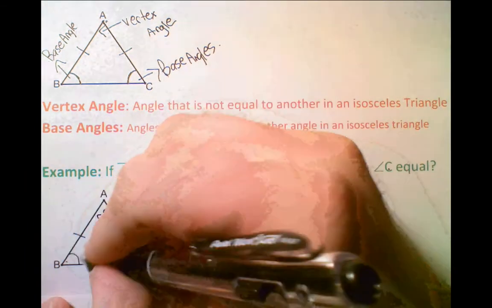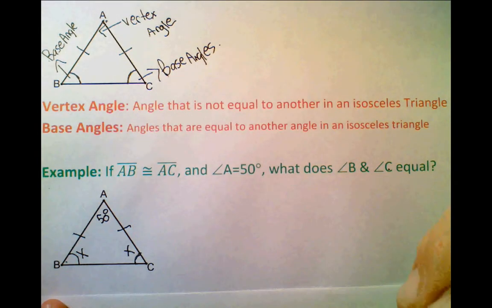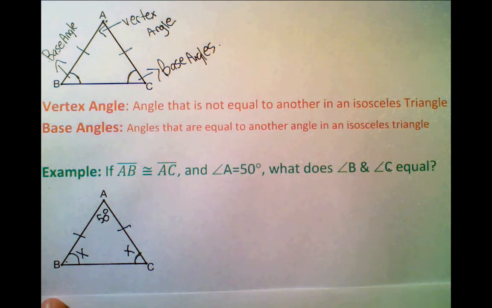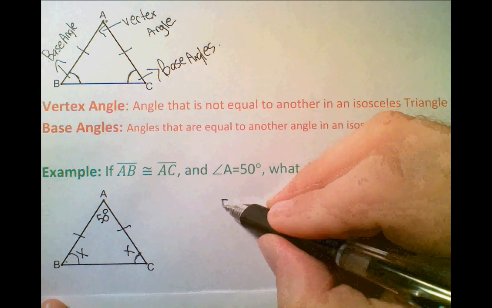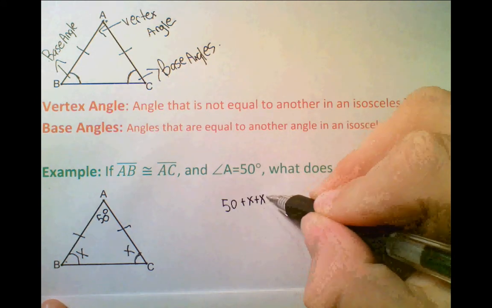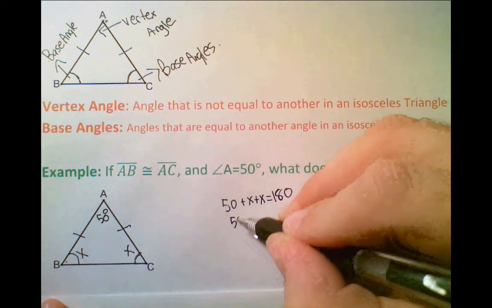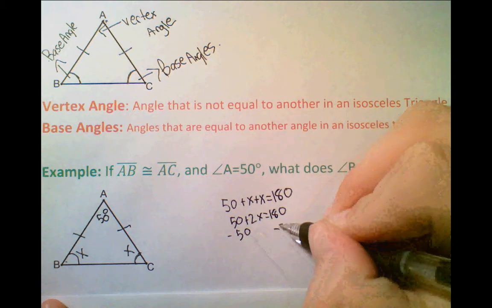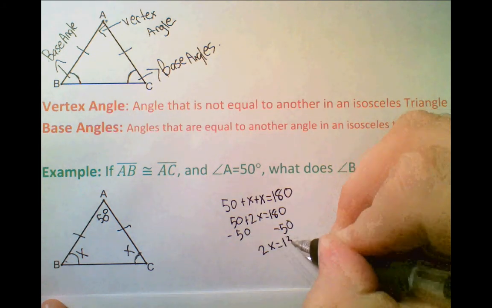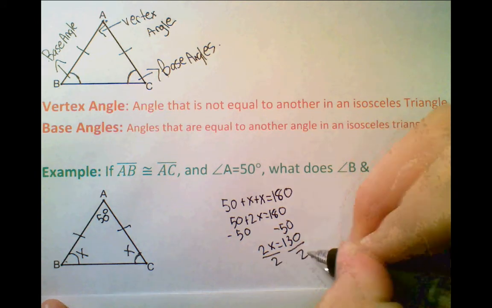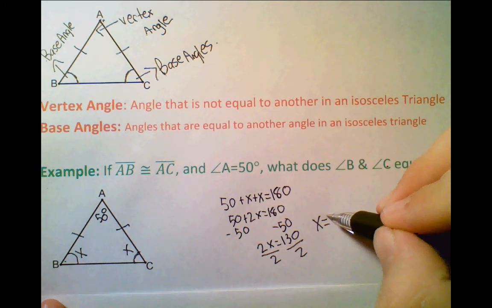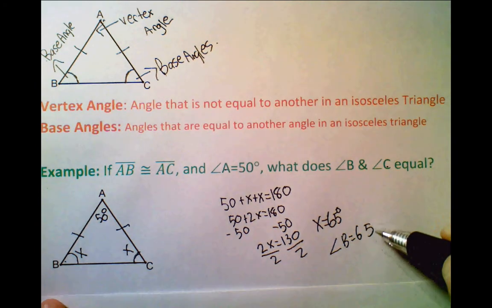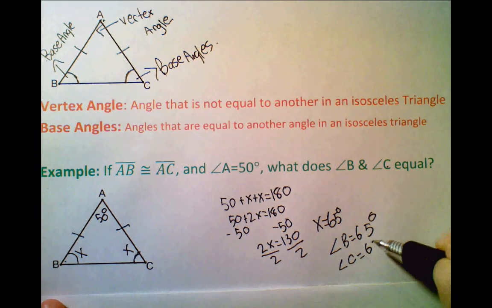Now, I'm looking for these, so I'm going to call this X. I know also that the angles of the triangle all add up to 180 degrees. Therefore, I can say 50 plus X plus X is equal to 180. 50 plus 2x equals 180. We subtract 50 from both sides, you get 2x equals 130, and then divide by 2. And therefore x is equal to 65 degrees. Now I can say angle B is equal to 65, and also angle C is equal to 65 degrees.